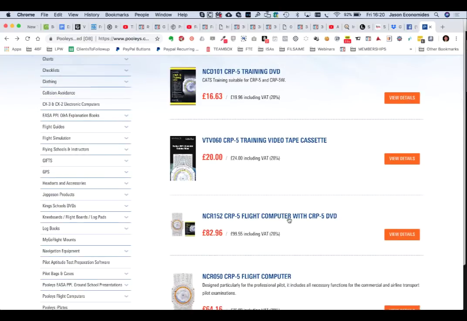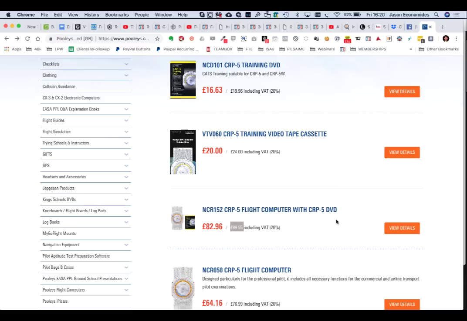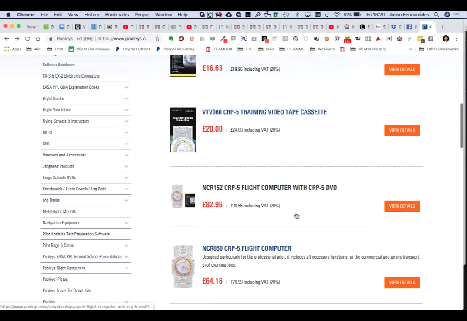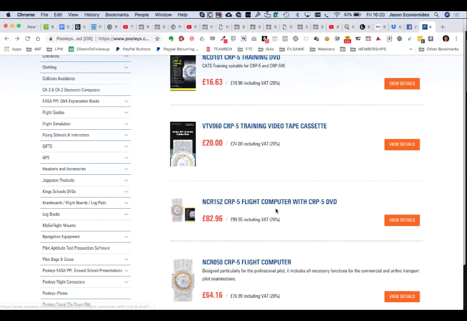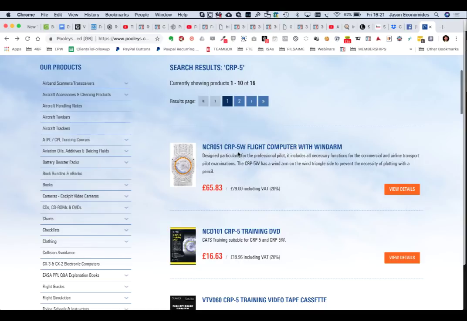Oh, by the way, they also sell, you see here, for £100, the CRP-5 flight computer with the DVD as well. I did buy that. I didn't see much about the CRP-5W itself on there. So if you're just struggling generally with CRP-5, then get it with the DVD instruction. Otherwise, you really don't need it. Once you've got the one with the Windarm, you can't go wrong.